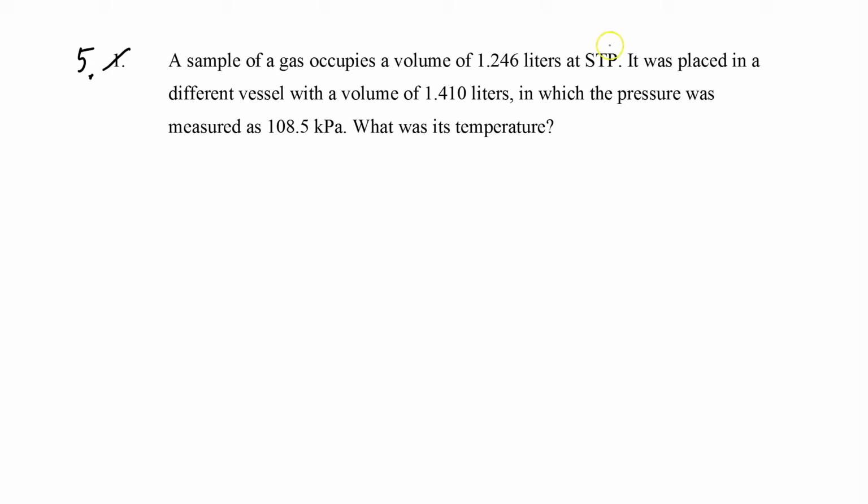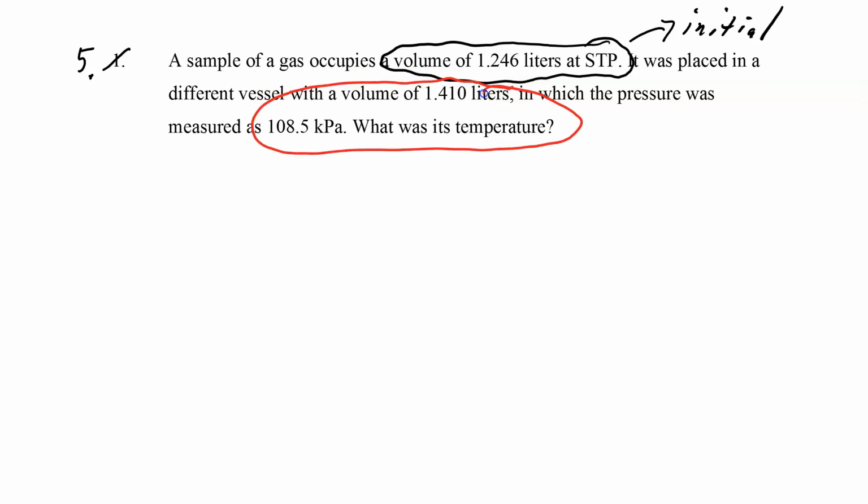Our first sentence gives us all the initial information for our gas, so this refers to the initial state: standard temperature and pressure, and a volume of 1.246 liters. Different color pen here, I'm going to use red. This information refers to the final state, and they're asking for the temperature, so we're looking for T2. T2 equals question mark.